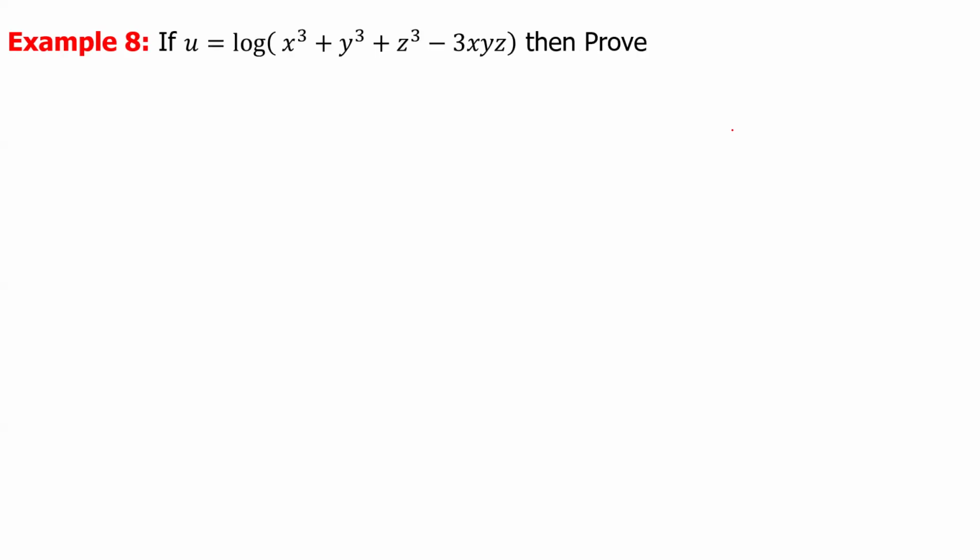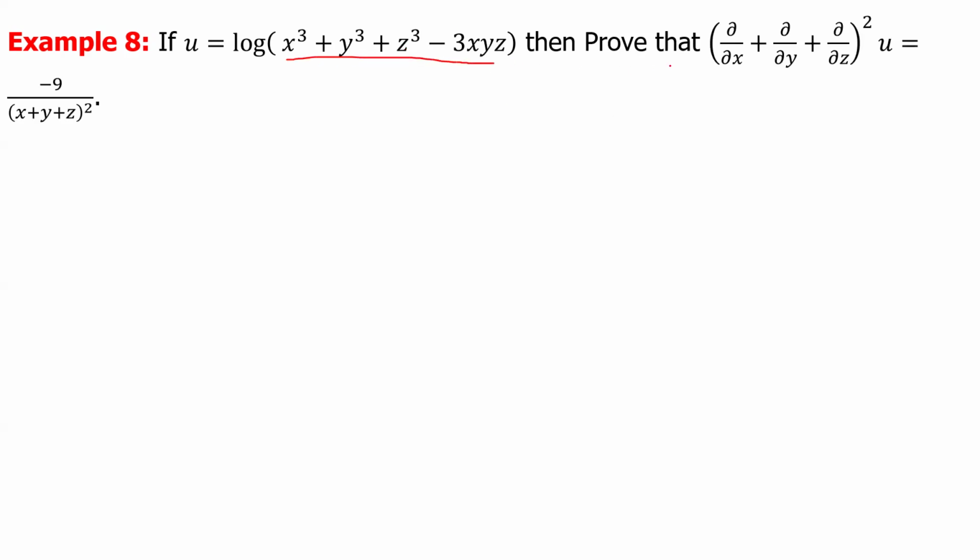The question is, if u is equal to log of x cube plus y cube plus z cube minus 3xyz, then prove that (∂/∂x + ∂/∂y + ∂/∂z) whole squared of u is equal to minus 9 upon (x plus y plus z) whole square.